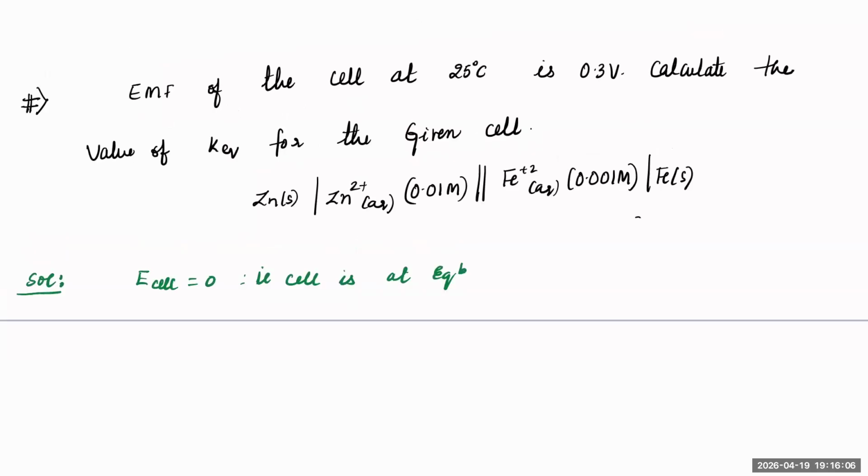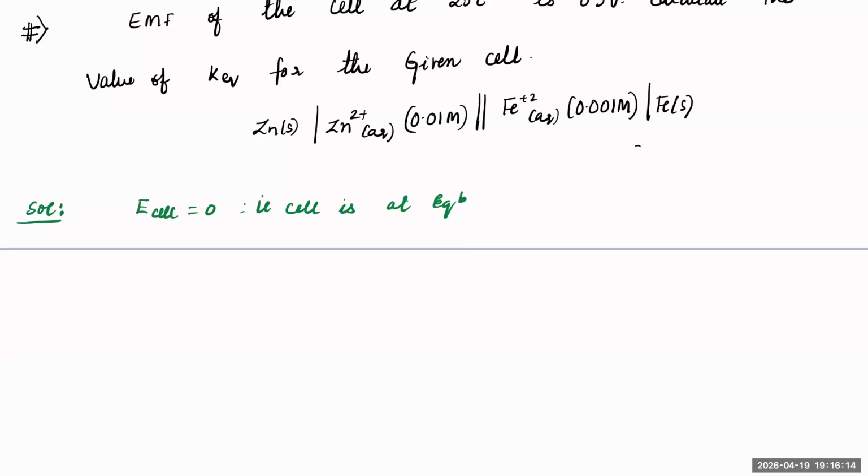Equilibrium, as in we are not able to see any movement of electrons from anode to cathode. Okay, which means E naught cell will be equal to 0.0591 by n log of K equilibrium.